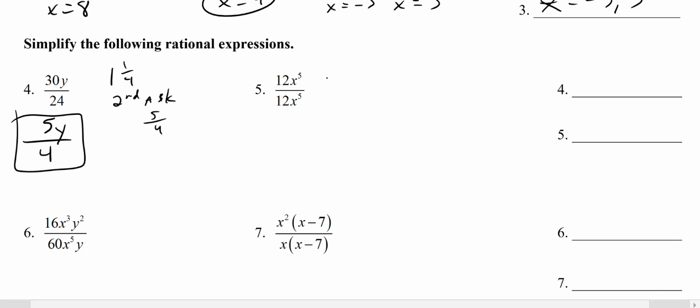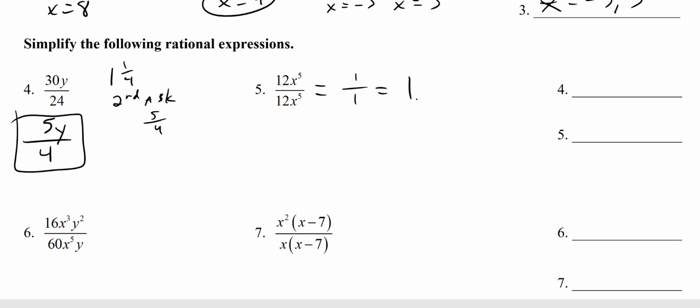The next one, 12 over 12, so it's 1 over 1. And remember, you have a battle between the x's, who wins? They both cancel out. So the answer to this problem is just 1, because it's the same thing over itself. A billion over a billion is 1. 1.3 x to the 10th divided by 1.3 x to the 10th is 1.